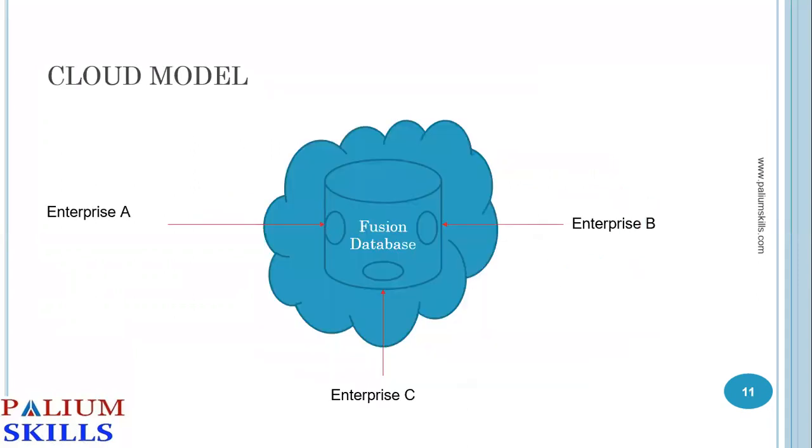But in the cloud model, you have access to an enterprise. You don't get access to the backend. You can only read the data. If you have to update anything in the database, you have to follow the tools or the programs that Oracle has provided. There are ways to update the data, but you cannot do it any other way. So there are restrictions on database updates. You can read the data through the application. Remember, multiple enterprises are using the same database.